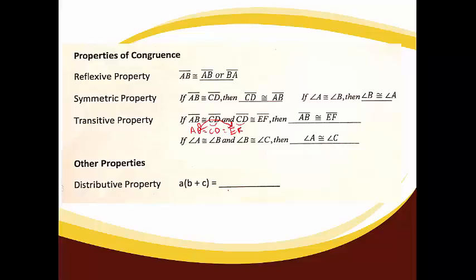The last property we'll talk about is the distributive property. And that should not be new to us. We know that when you have a letter or a number outside of a pair of parentheses, we're allowed to distribute, or multiply, that letter to whatever is inside the parentheses. And so by the distributive property, I can write that this is the same as AB plus AC.